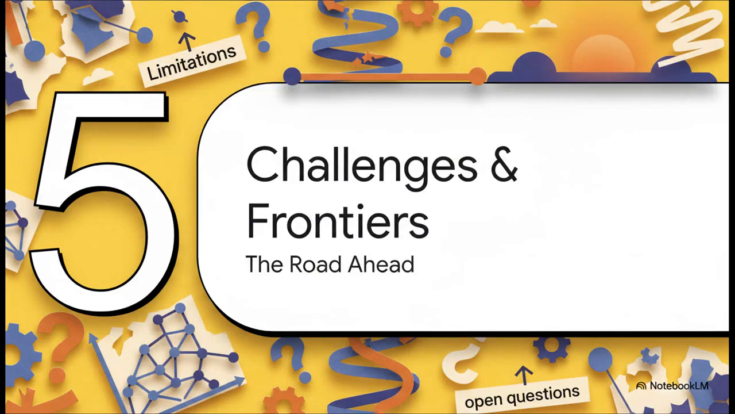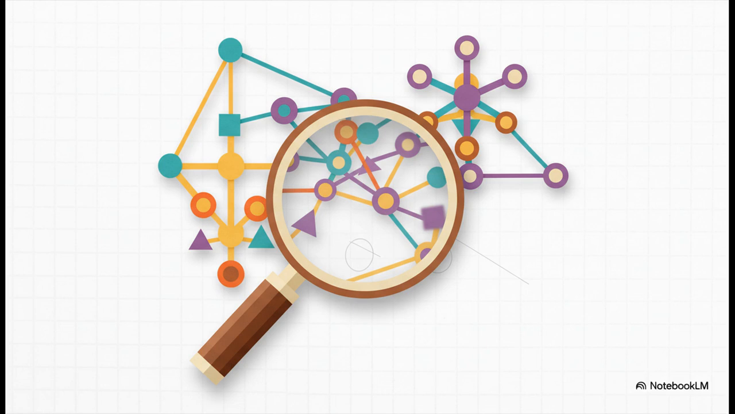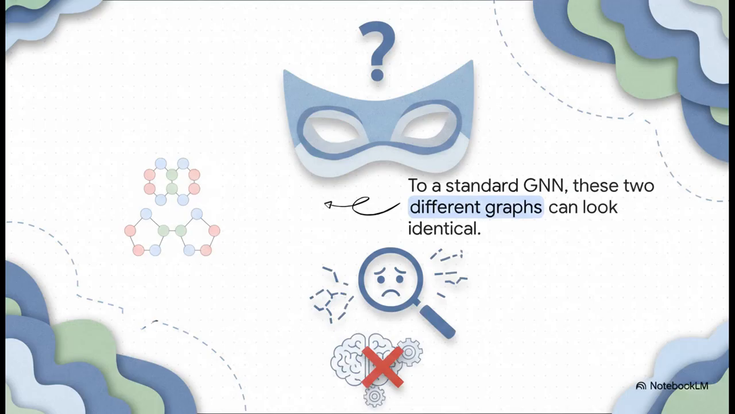It's amazing. But, like any powerful technology, GNNs are not a magic bullet. To really get the full picture, we have to look at their limitations and the open questions that researchers are still trying to figure out. One of the biggest challenges is this idea of expressiveness. In simple terms, it means there are some patterns and structures that GNNs are just, well, blind to. And this image shows the problem perfectly. To you and me, these two graphs are obviously different, but to a standard GNN that relies on this message-passing idea, they can look identical. The network literally can't tell them apart, which, as you can imagine, can be a huge problem for certain tasks.